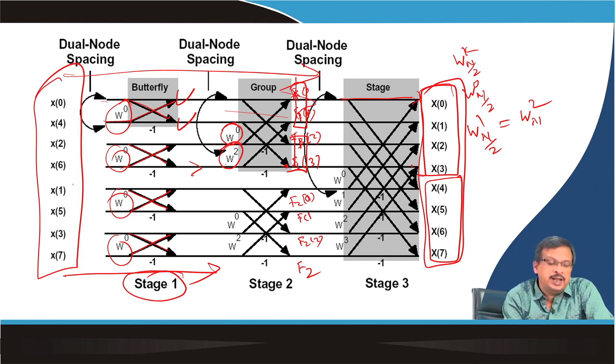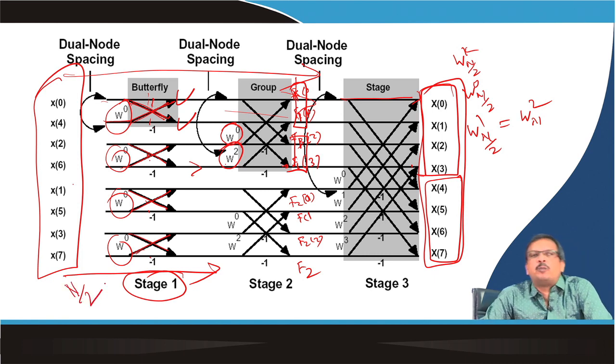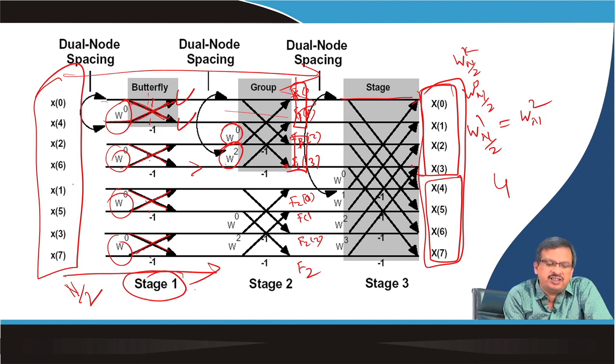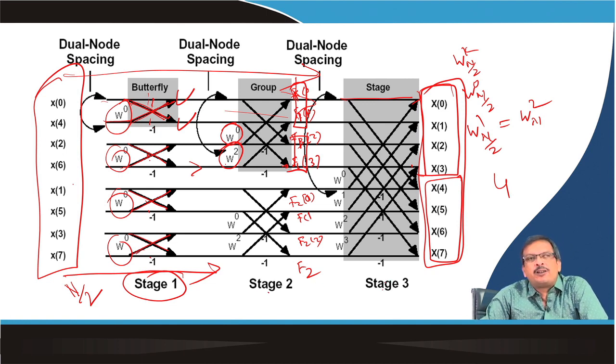If you see, every stage there are 4 butterflies. This is called a butterfly, because if you see the 2 wings of a butterfly, that is why it is called butterfly. So, this stage has 4 butterflies. In general, for every stage there will be n by 2 butterflies. If n is 8, there are 4 butterflies. If it is 16, then in every stage there will be 8 butterflies.